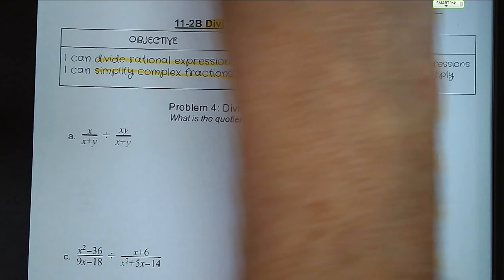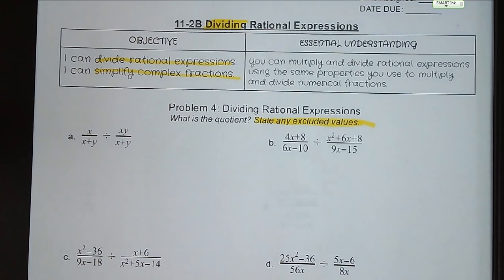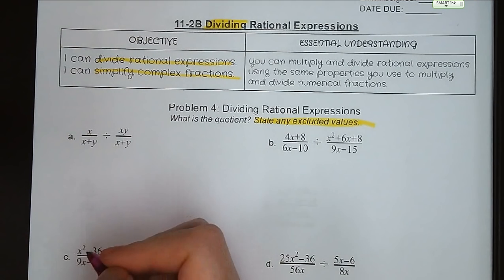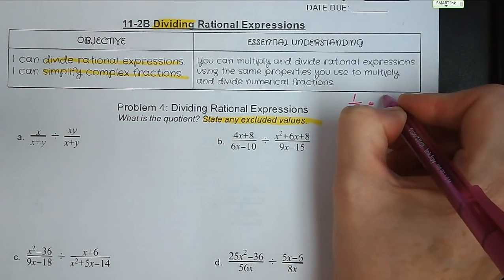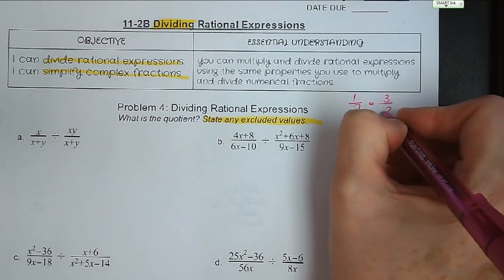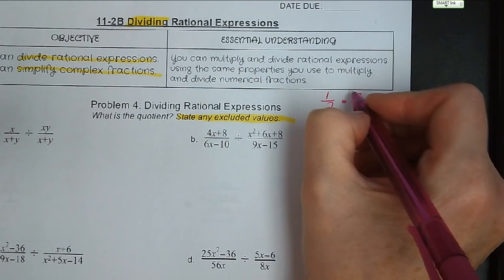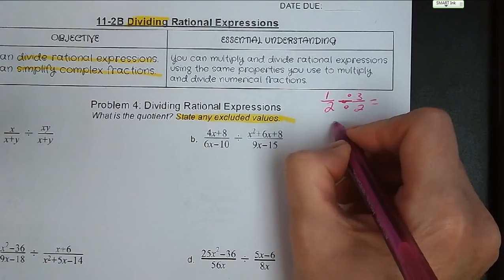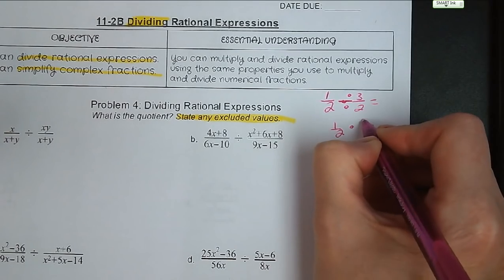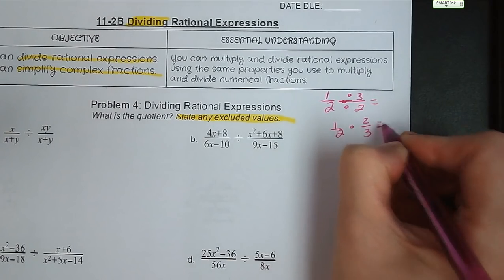So our objectives for today are that I can divide rational expressions and that I can simplify complex fractions. So we're actually going to get to simplifying complex fractions today. You can multiply and divide rational expressions using the same properties that you use to multiply and divide numerical fractions. So what was that strategy that we used when we divided fractions?